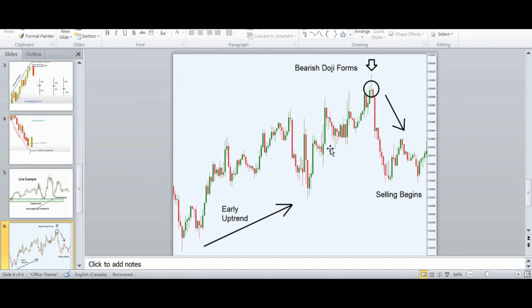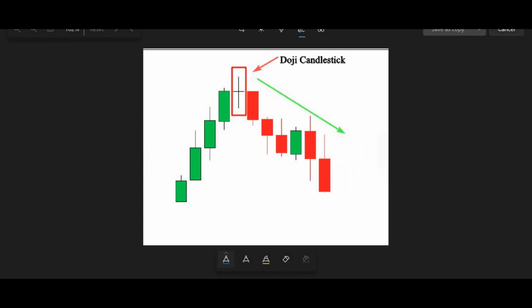Now guys, let me first charge my laptop because it's on power saving mode right now, and then I'll be back. Okay, so welcome back guys, and now I'm here with some more examples of doji candlesticks.